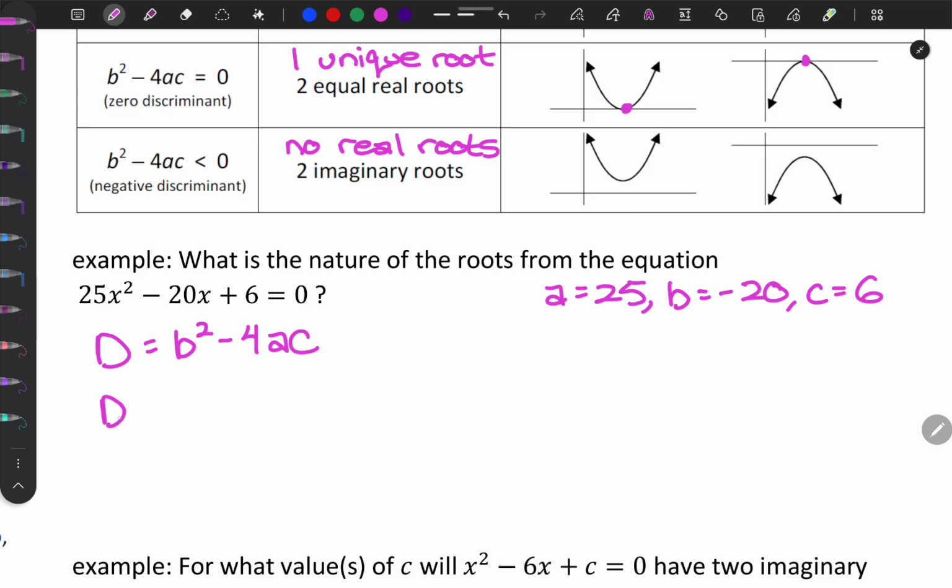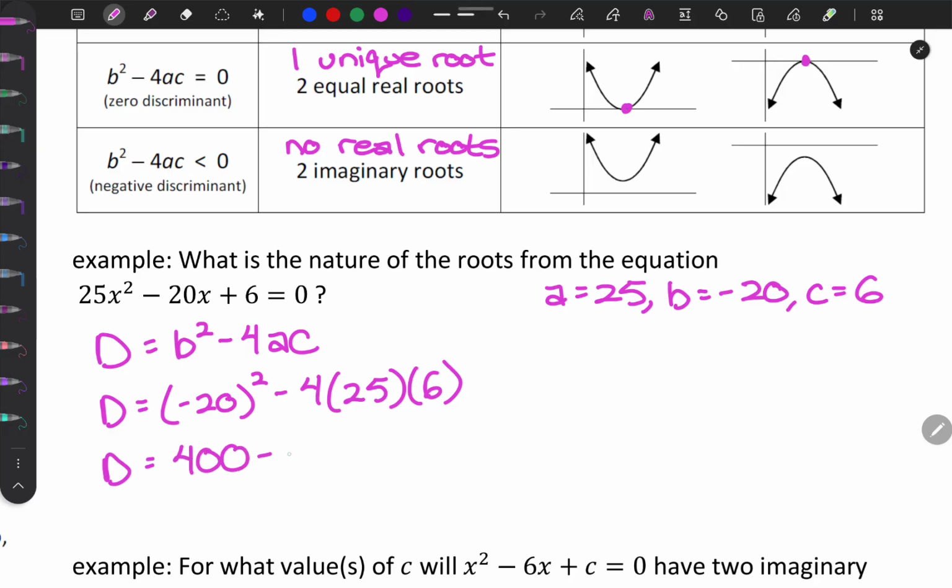If we calculate our discriminant, we'll do negative 20 squared minus 4 times 25 times 6. That's going to be 400 minus 600. So our discriminant is equal to negative 200.